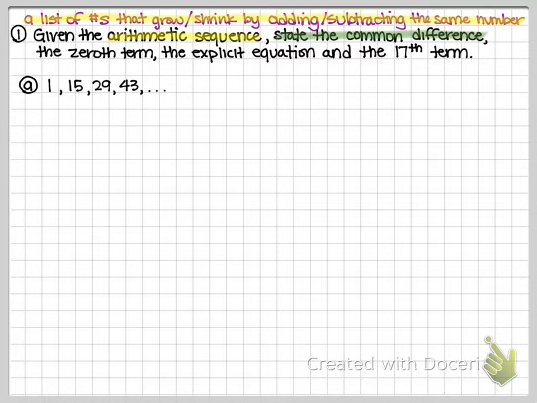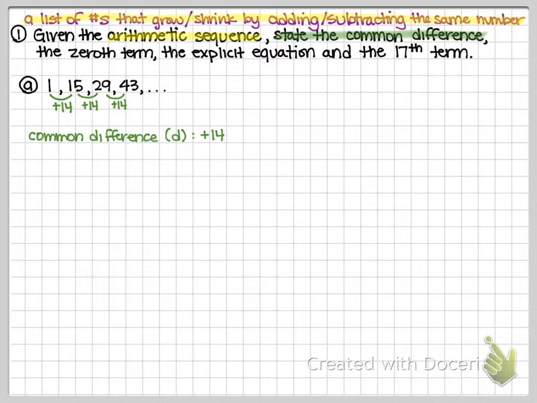So if I take a look at this, the first two numbers that I see are a 1 and a 15. Okay, this is getting bigger. I would have to add 14 to go from 1 to 15. Let's make sure that this works all the way through. If I take 15 plus 14, I do get 29. If I take 29 plus 14, I do get 43. Okay, that's my common difference. So common difference is the number that I just keep adding repeatedly. And remember, it is identified as D for difference. And we're going to say it's plus 14.